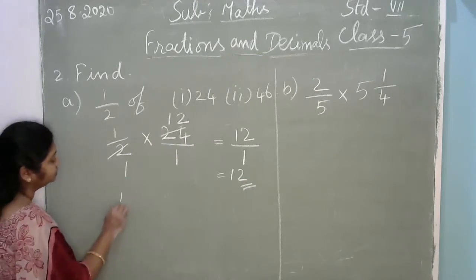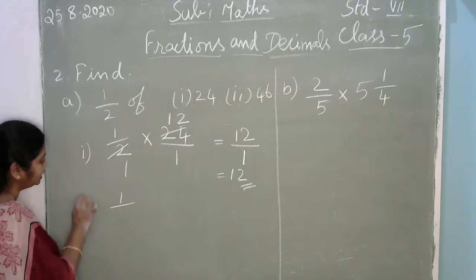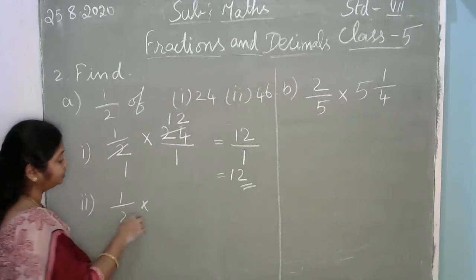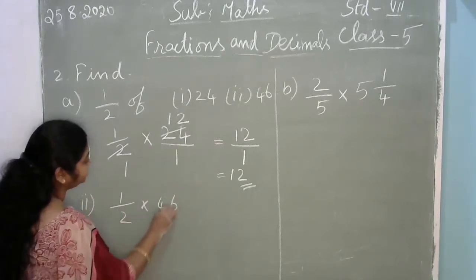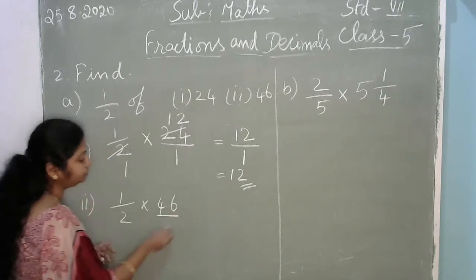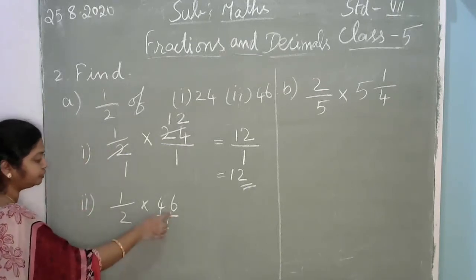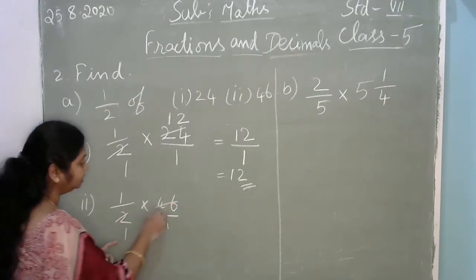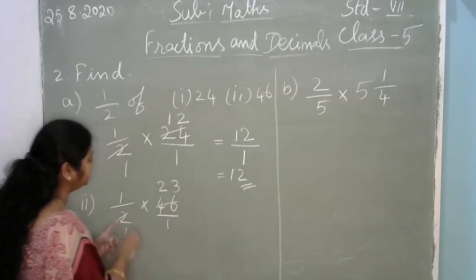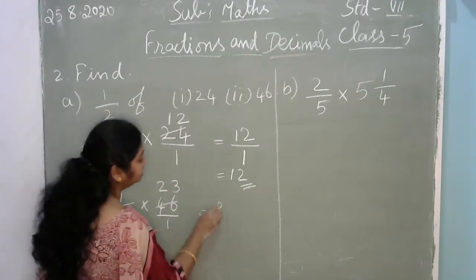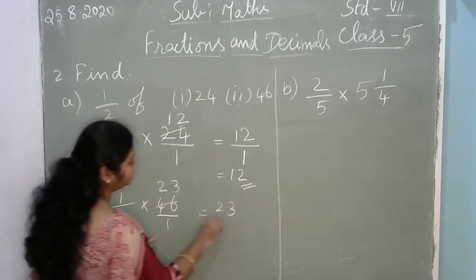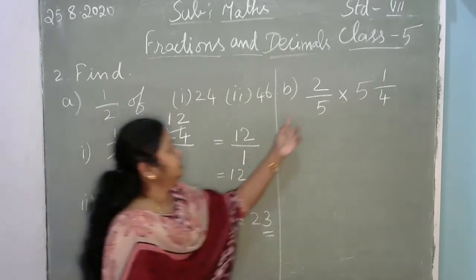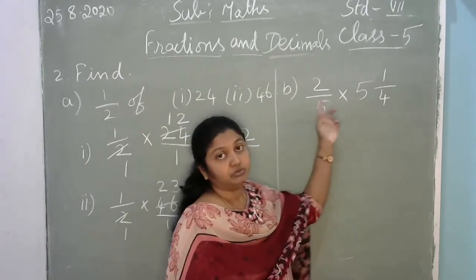And the second sum. This is the first sum and the second sum is 1 by 2 of 46. Of is nothing but a multiplication sign. So multiply with 46. If you have confusion, I told you to put by 1. And the numerator is 46 here and the denominator is 2 here. So this 2 will go in the 2 table. So 1 2s are 2, 23 2s are 46. So 1 into 23 is 23 and 1 into 1 is 1 only. So what is your final answer? 23. Okay.